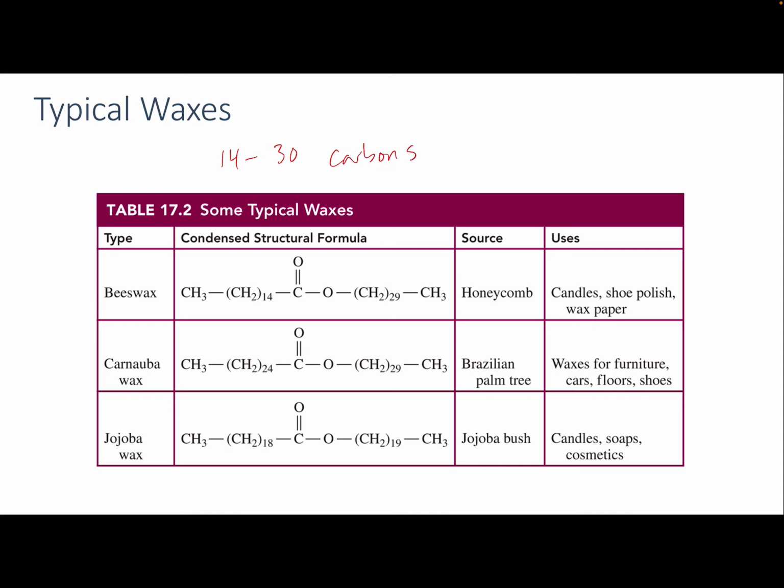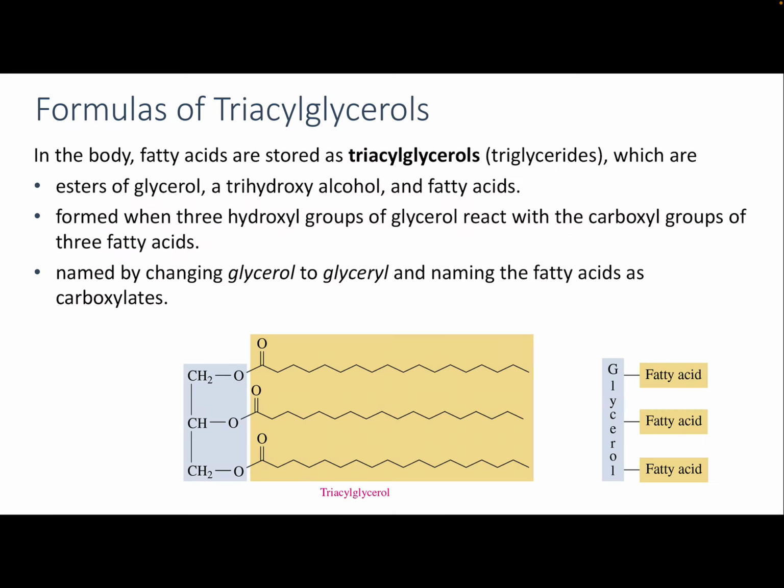So you can see beeswax, for example, would be made up of a 14, 15, 16 carbon fatty acid and a 30 carbon alcohol. It's a big one. All of these look like they're the 30, oh, that one's a 30 carbon alcohol. This one's a 20 carbon alcohol with a 20 carbon fatty acid. Jojoba wax. Carnauba wax. I don't think I can say that right. Beeswax. So that's waxes.